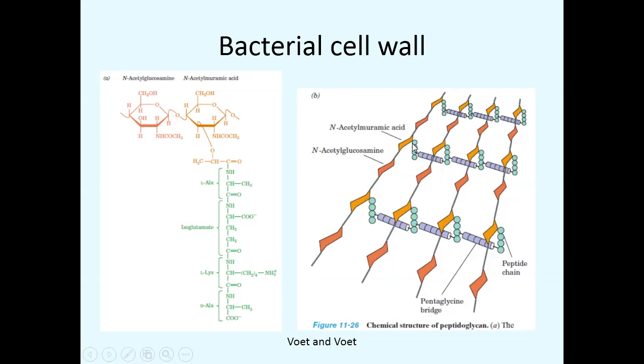The tetrapeptides of these chains are linked to each other by means of 5 glycines. These are shown in purple color. Since these 5 glycines cross-link the individual chains of peptidoglycan, sometimes it is also called pentaglycine bridge. An enzyme called transpeptidase catalyzes the attachment of these glycines and hence is important for the process of cross-linking of peptidoglycan chains. In this way, many chains of peptidoglycan are cross-linked with each other and form the bacterial cell wall.